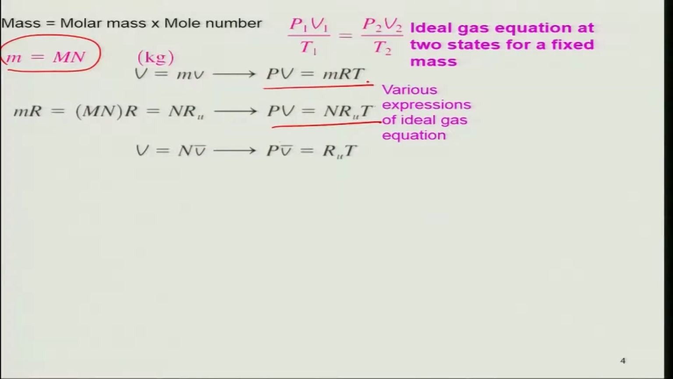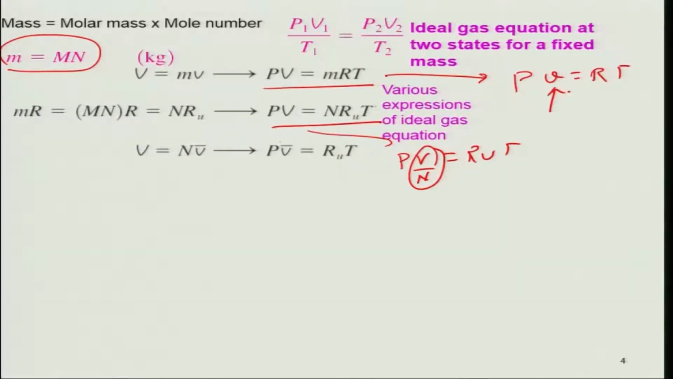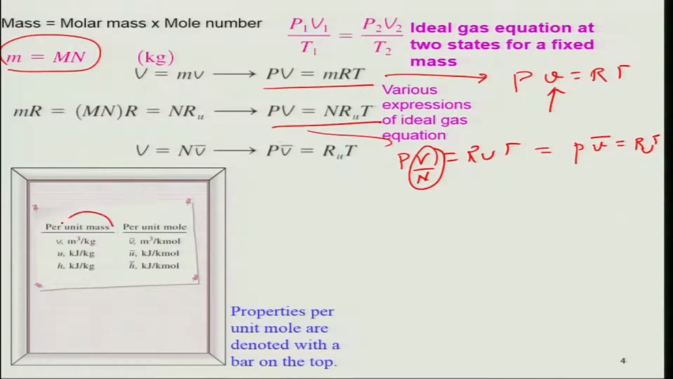You can also write it in a simpler form where you divide by N on both sides, such that this is PV by N equals RU T, and this particular term becomes the molar volume. Earlier we wrote this as PV equals RT, where this was specific volume. Now this would be P v-bar equals RU T. So this is another form of writing the ideal gas expression. As I said, this is on a per unit mass basis, and this is on a per unit mole basis.